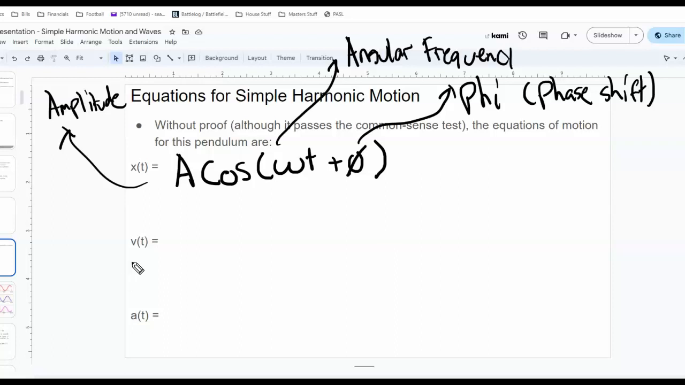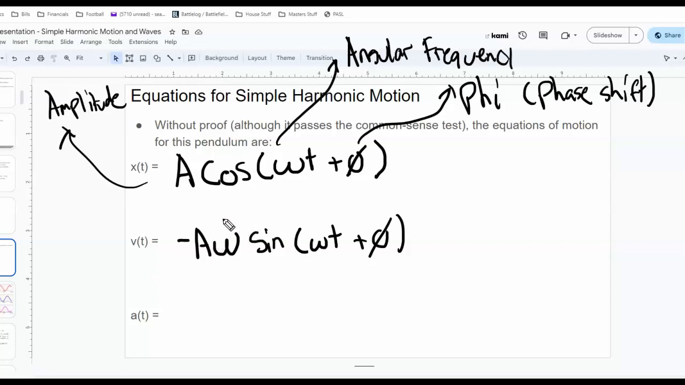So what about the other equations? Okay, so the equation for v of t is equal to negative A times omega times sine of omega t plus phi. Okay, and you'll see these two equations are kind of similar to each other, but because one is a cosine and one is a sine, they're separated by an angle of 90 degrees, and so they're kind of offset from each other.